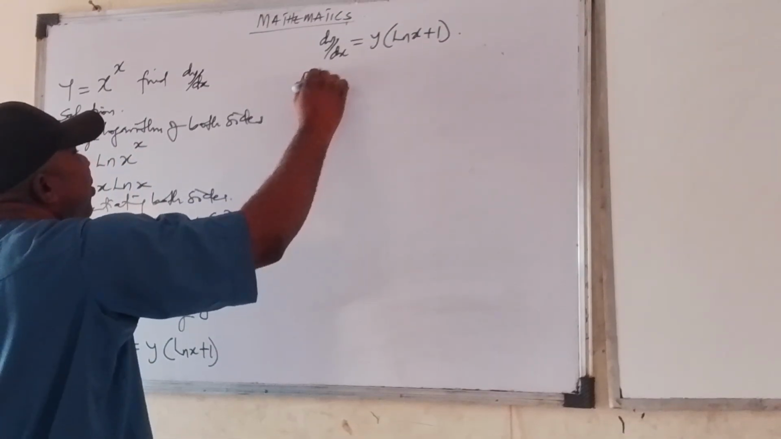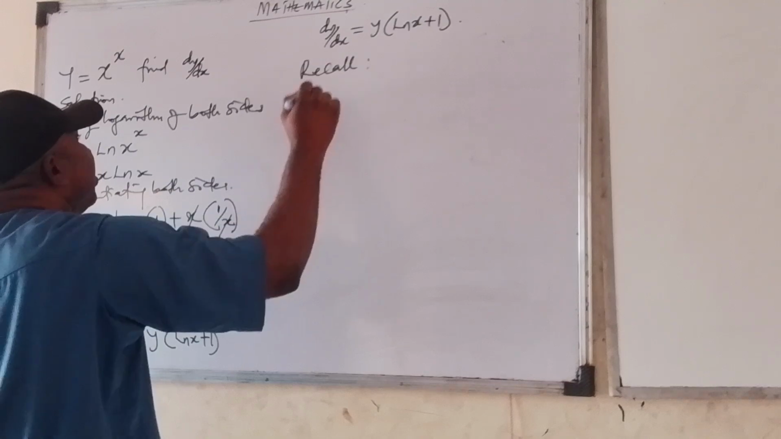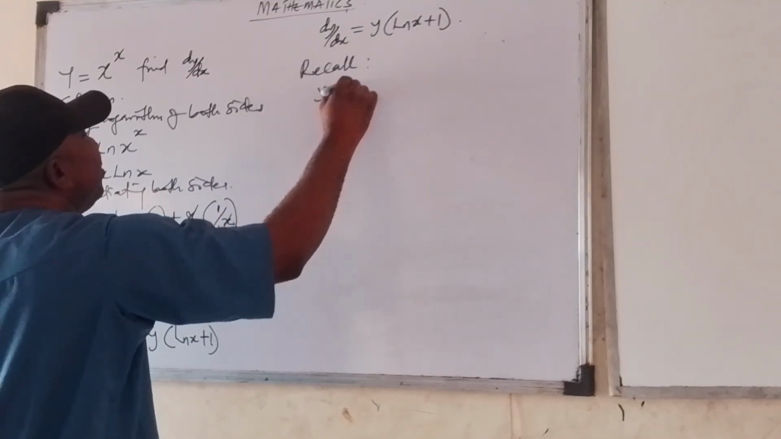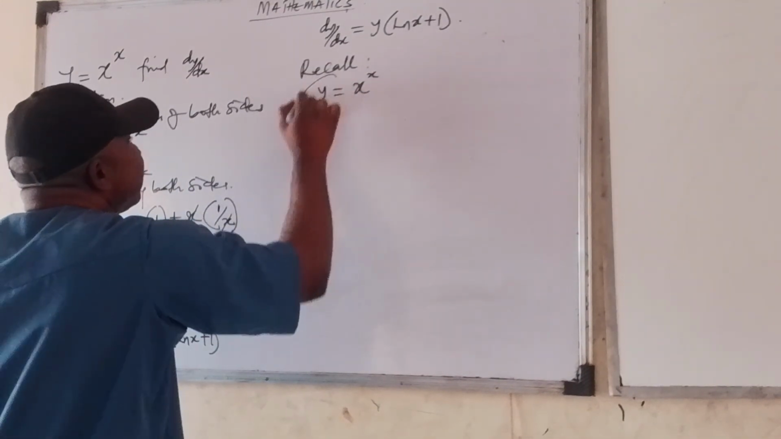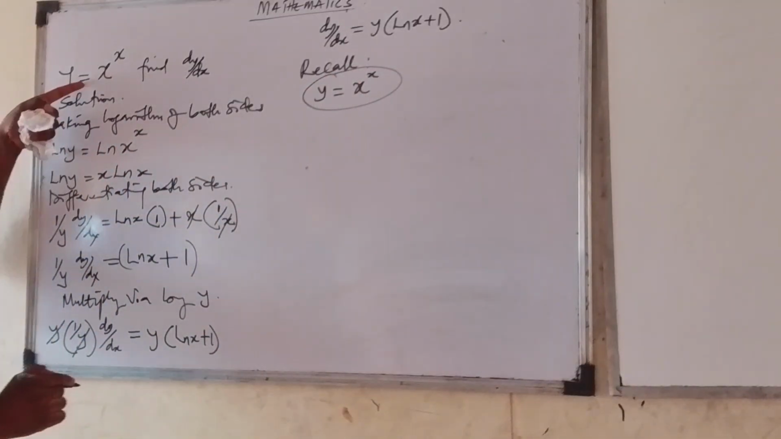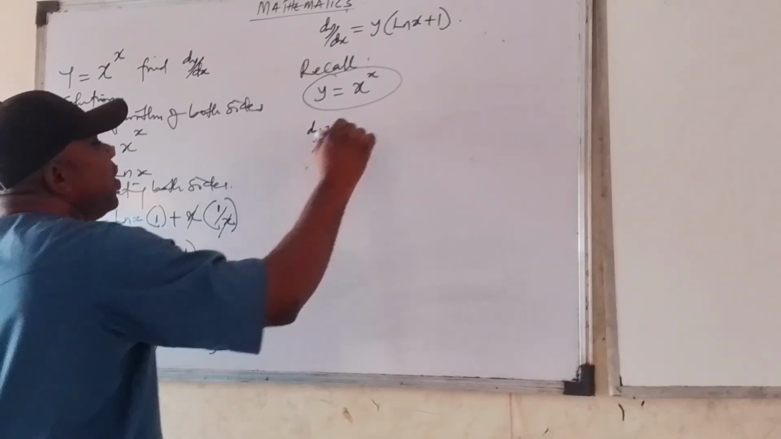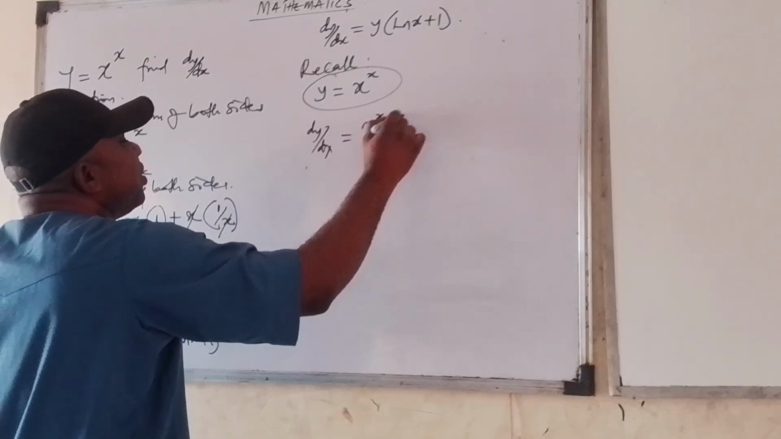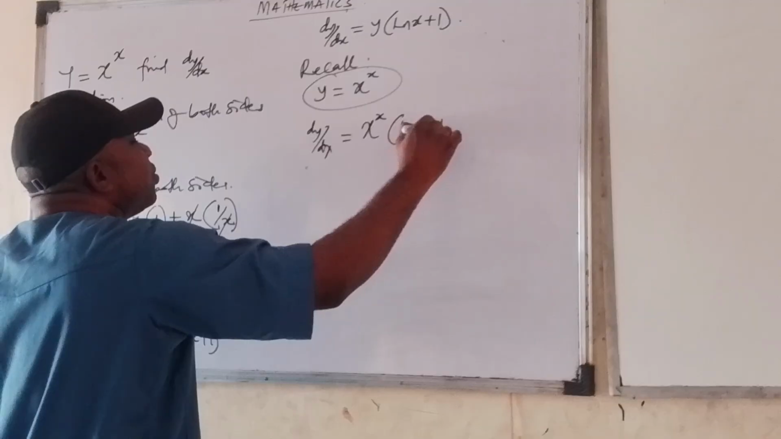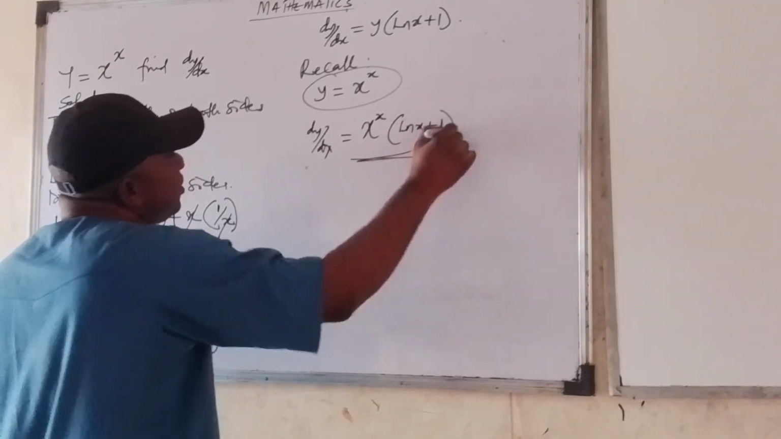Now recall, y is equal to x power x from the question. So it means dy over dx will be equal to x raised to the power of x in brackets ln x plus 1. So that ends this question.